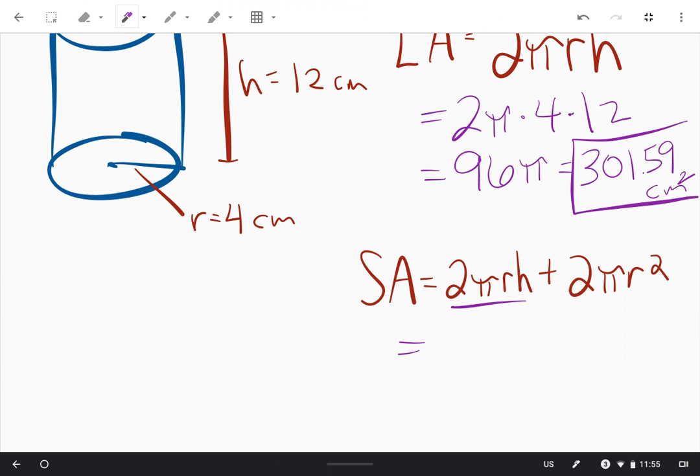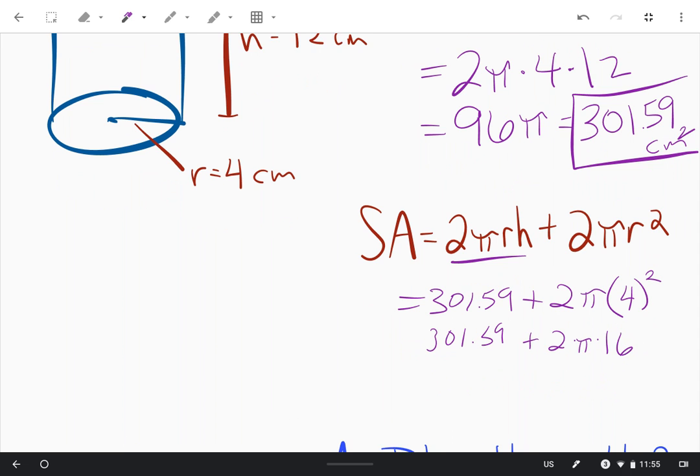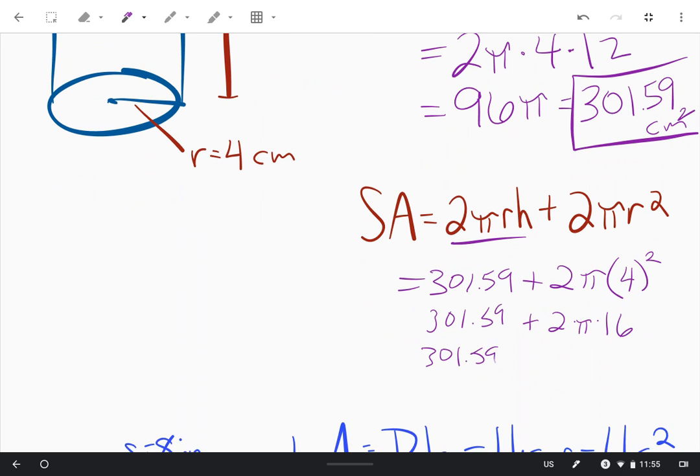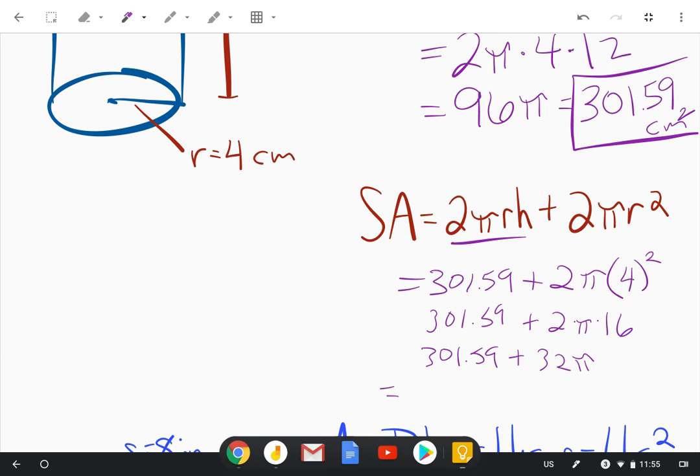So actually, I don't need to do that twice. I can put that 301.59 here. And I can add 2 pi and then r squared. R is 4. So I put 4 squared. So that's going to be plus, 4 squared is 16. 2 times pi times 16. Again, I'm just bringing all this down. 301.59 plus 32 pi.